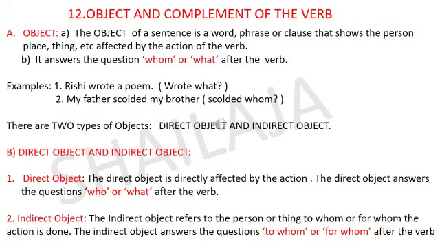There are two types of objects: direct object and indirect object. The direct object is directly affected by the action. The direct object answers the questions who, what after the verb. Indirect object refers to the person or thing to whom or for whom the action is done. So, to whom or for whom the action is done. The indirect object answers the questions to whom or for whom after the verb.